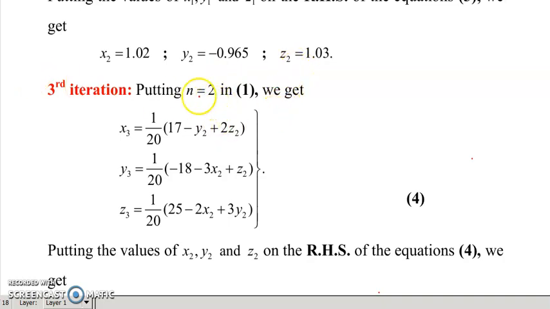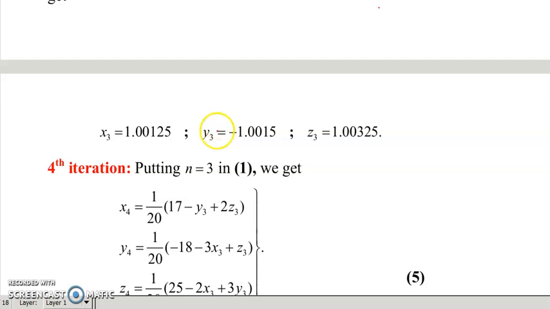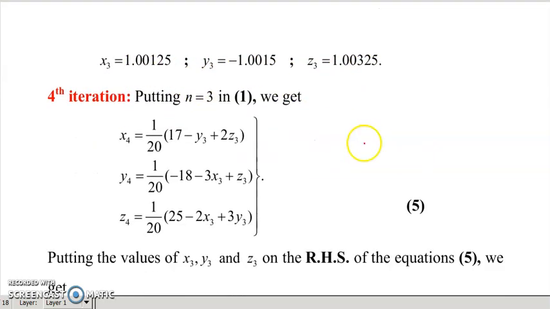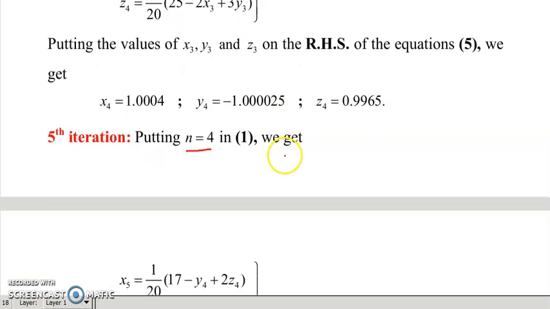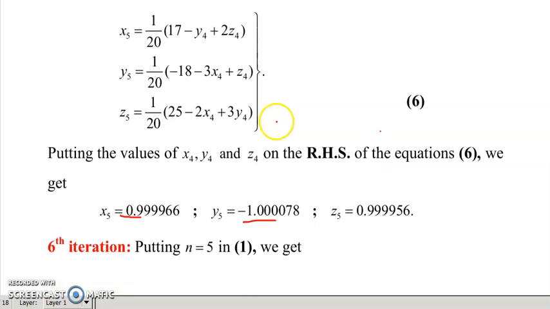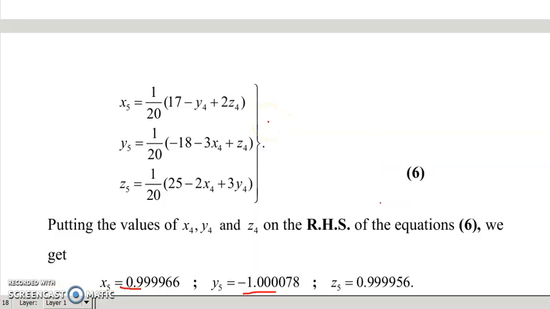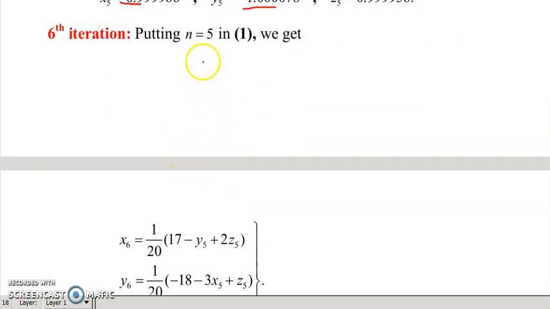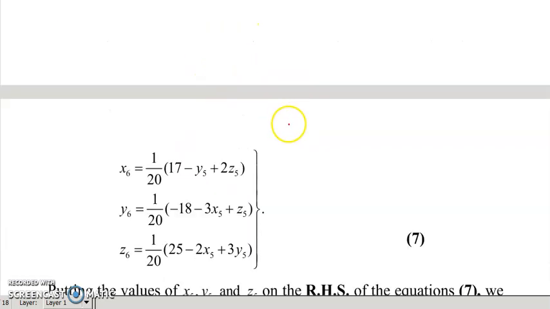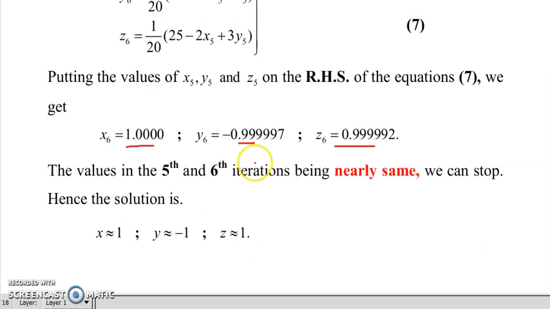For the third iteration we put n equals 2, and we put the previous values in this and simplify, so we will get x3, y3, z3. Now for the next iteration we put n equals 3 in the iteration equation, so we get this, and again you put the previous values of x, y and z, so you will get this one. For the fifth iteration you put the previous values, meaning the fourth iteration values, so you will get this one. For the sixth iteration you put n equals 5 in the iterative equation, so you will get this one, and you put the previous values in the equation, this one.